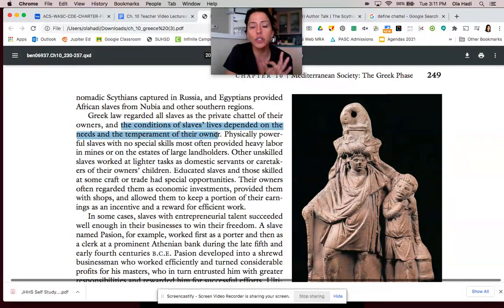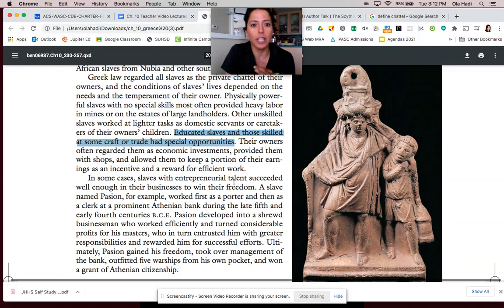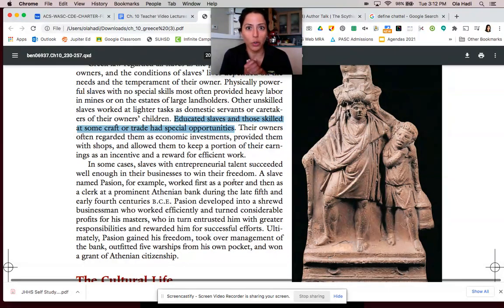The conditions of your life depend on whether or not your owner is kind to you. So someone that has skills might have an easier quality of life. If you don't have any special skills, you might have to do hard, heavy labor working in mines. If you were working in the home, you might be working as a domestic servant or a caretaker. If, however, you were educated or had special skills, your owner might regard you as someone that can make them money. Maybe they put you to work in a business and allow you to make a profit, keep a portion of your earnings as an incentive for working hard.